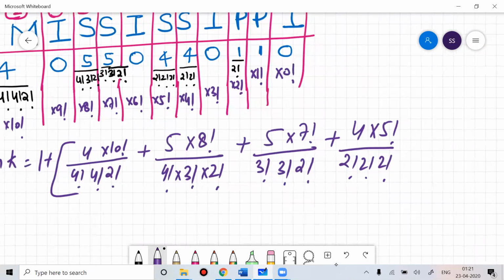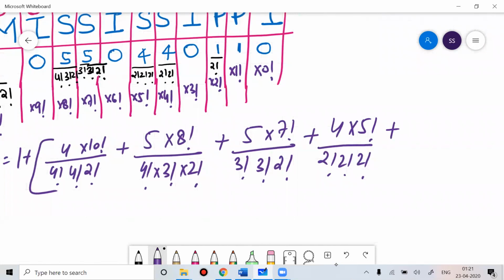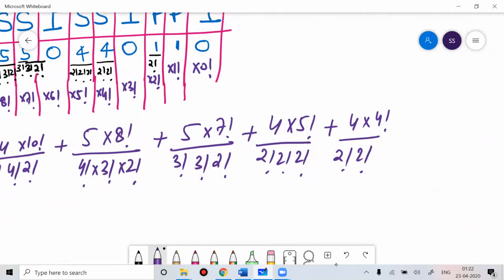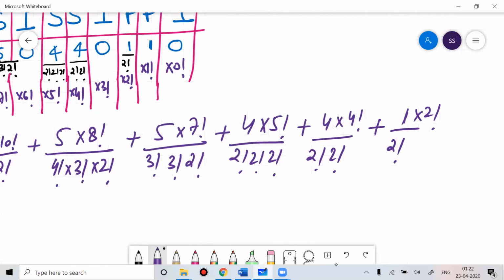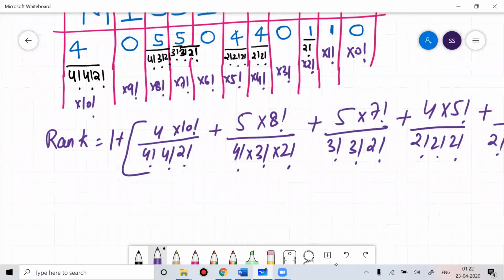Okay, then plus 4 divided by 2 factorial, 2 factorial into 4 factorial, plus 1 divided by 2 factorial into 2 factorial, plus 1 into 1 factorial. So this will give you the answer. So this is your ranking.